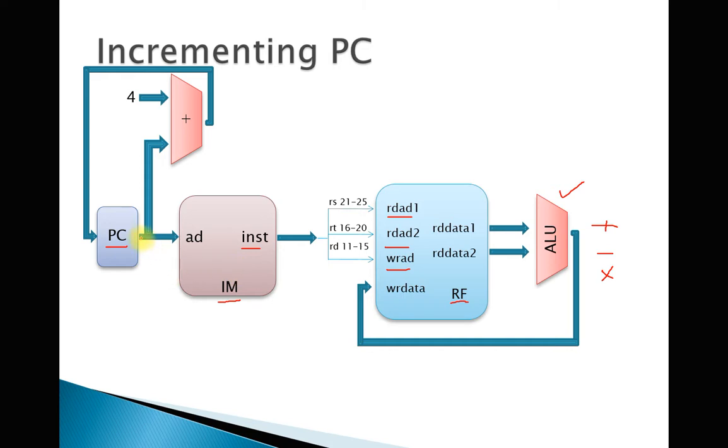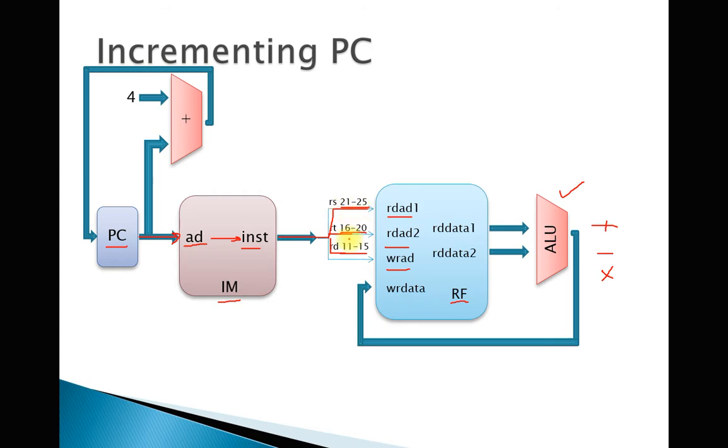Now first of all, the program counter provides the address of the instruction that you want to execute. This address, through the instruction memory, gets you the instruction. The instruction is then divided into 3 parts. We have discussed these divisions earlier in the video. Now RS, RT and RD.